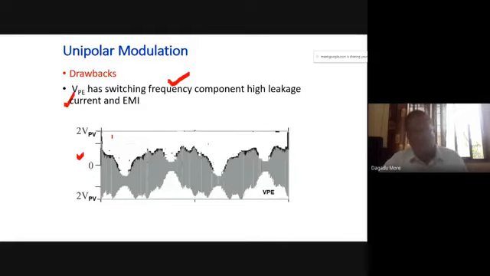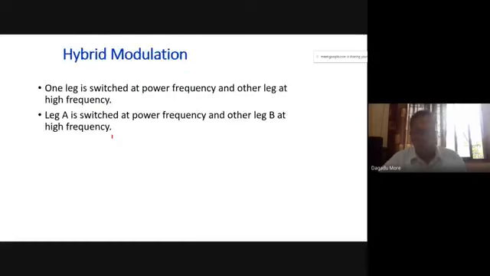In bipolar, we have shown we don't have a problem of leakage current and EMI, but efficiency is a problem. Now in unipolar, efficiency is better, but leakage current and EMI are the problem. So this technique is not suitable particularly for PV inverters. Then now let us go for the next.